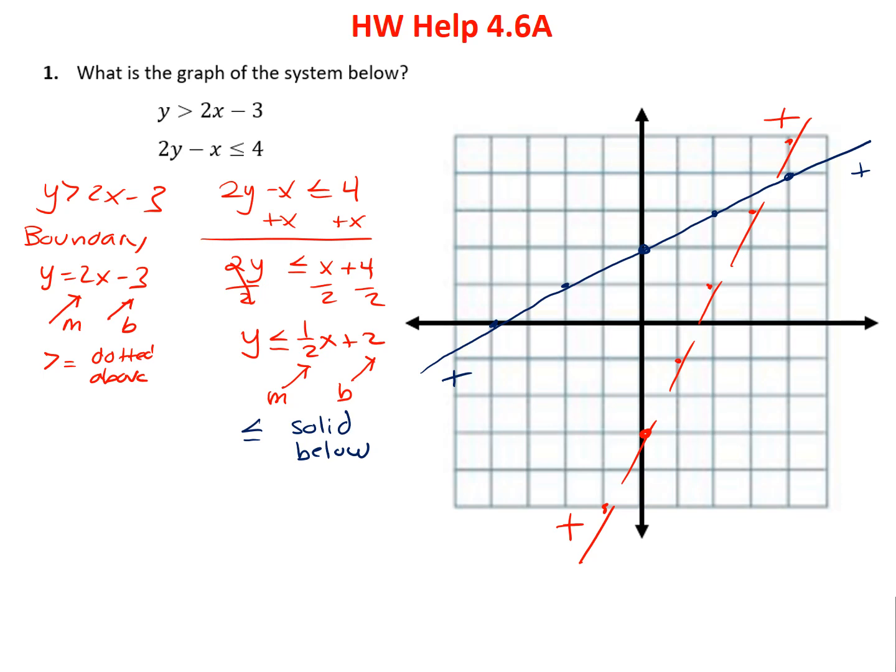But to get the system, I want to know where I have a plus and a plus. Notice in this section up here, I have a plus red, but not a blue. In this section up here, there's not any. And in this section down here, I have the blue. It works with the blue, but not the red. The only place it works is in this section here. Okay, so this would be our solution, the line plus everything in that solution.